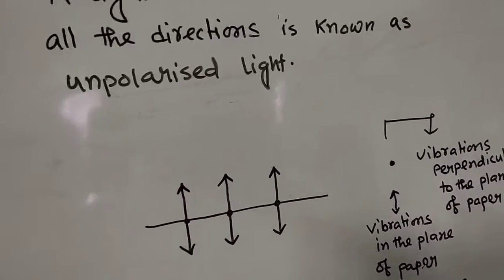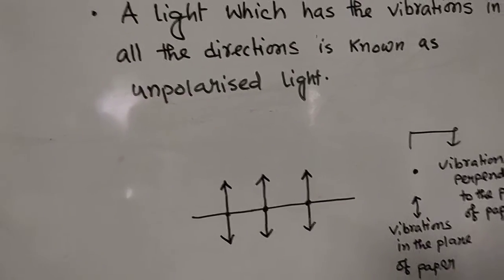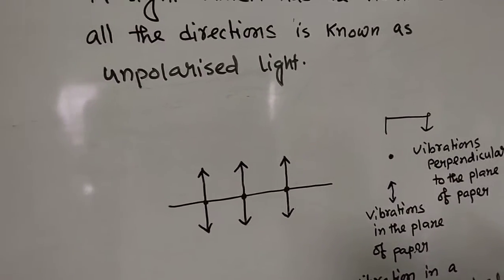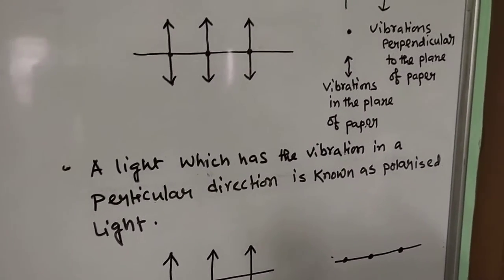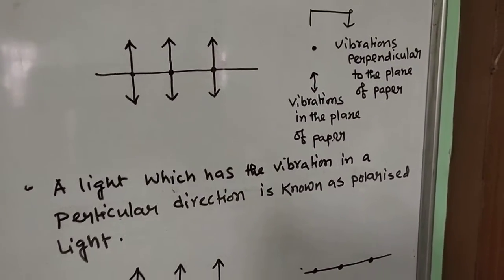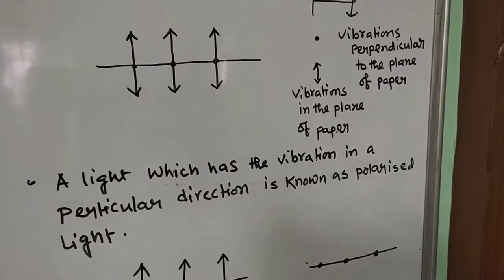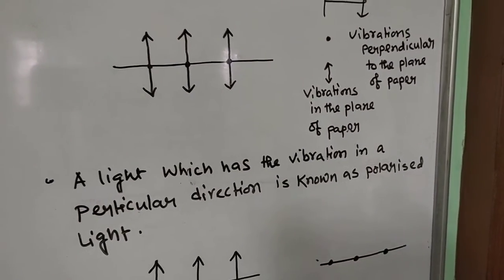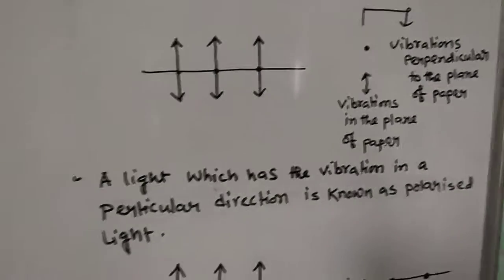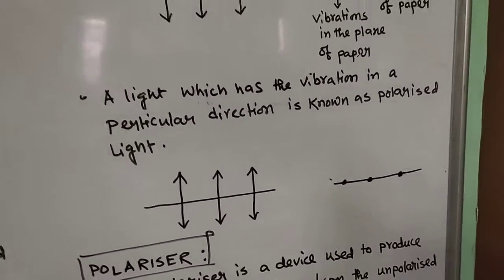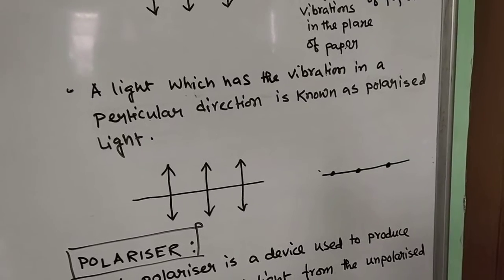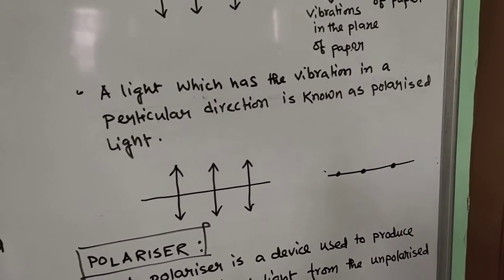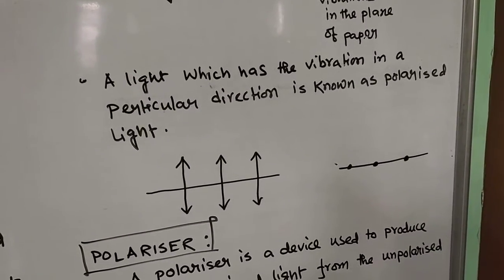Now if you want to make it polarized, what do you have to do? You have to filter one vibration. Now let me read out what we have written for polarized light. A light which has the vibrations in a particular direction is known as polarized light. For example, this one. So you are separating or filtering vibrations, so only the arrow is there or only the dot is there. Then it is your polarized light.